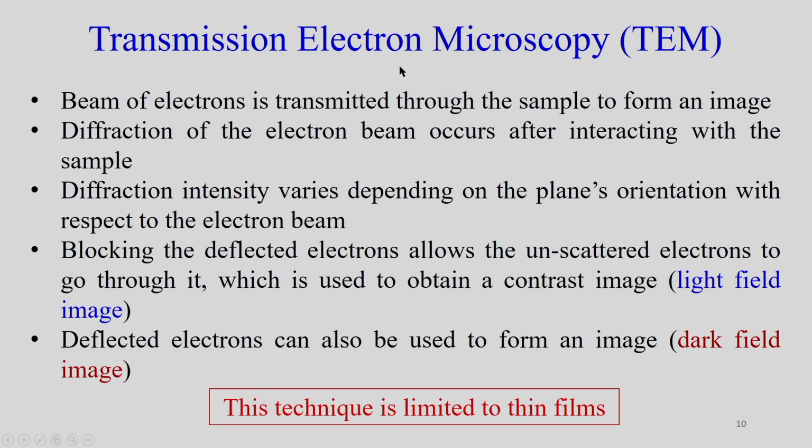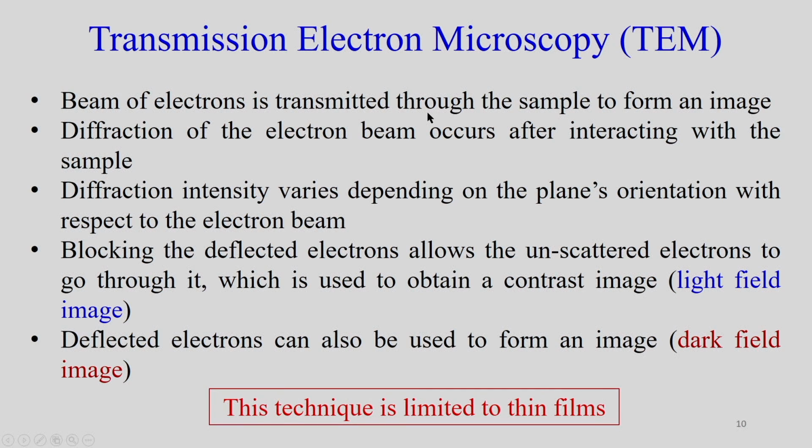So, here as the name suggests, transmission means the electron beam is transmitted through the sample to form an image. So, basically apart from the surface, here the beam of electrons is transmitted, and if it is transmitting, there will be diffraction. The diffraction of the electron beam occurs after interacting with the sample, and this diffraction intensity varies depending on the property of the sample. So, what are those properties? The property is the orientation of the plane with respect to the electron beam.